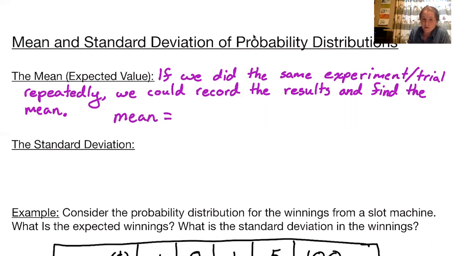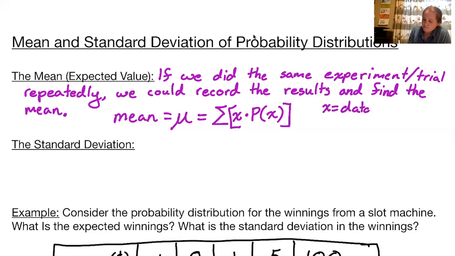From a probability distribution, the formula for this, this is now theoretical. We use the symbol Greek letter mu, which looks like a fancy U or a fancy M, somewhere in between. The formula for this, we take the sum of each data value multiplied by its probability. So in this case, X is a data value and P of X is its probability.